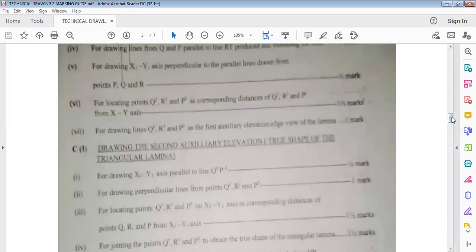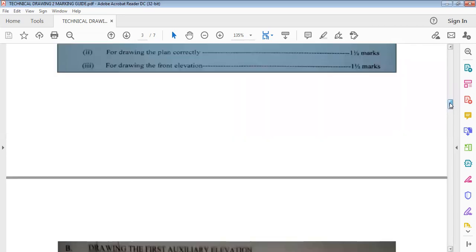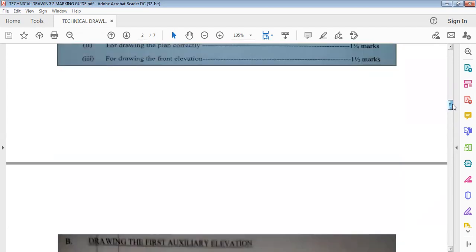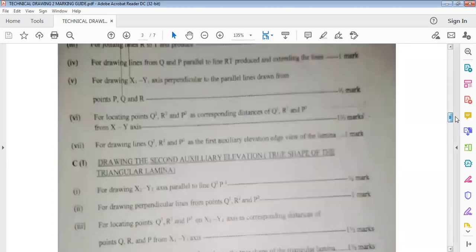And then the next one that we have here is drawing the X1Y1 axis perpendicular to the parallel lines from points P, Q, and R. So let's look at it. This is line X1Y1. For drawing this line, there is a mark awarded to that, and that mark is half a mark.